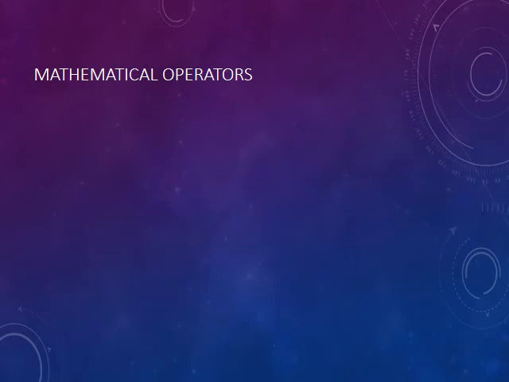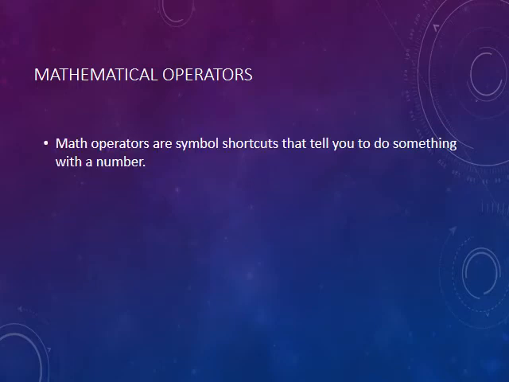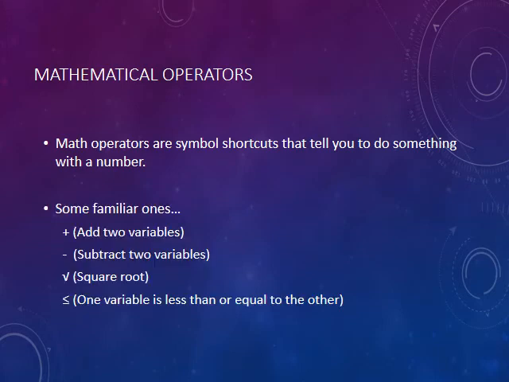So before we go on to start to make some real physics equations that describe slightly more physicsy things than teacher niceness, I need to talk here about mathematical operators, because you'll see some symbols that I'll be using throughout the rest of the class, and I want you to understand what they mean. Math operators are symbol shortcuts that tell you to do something with a number. You've seen these before, right?